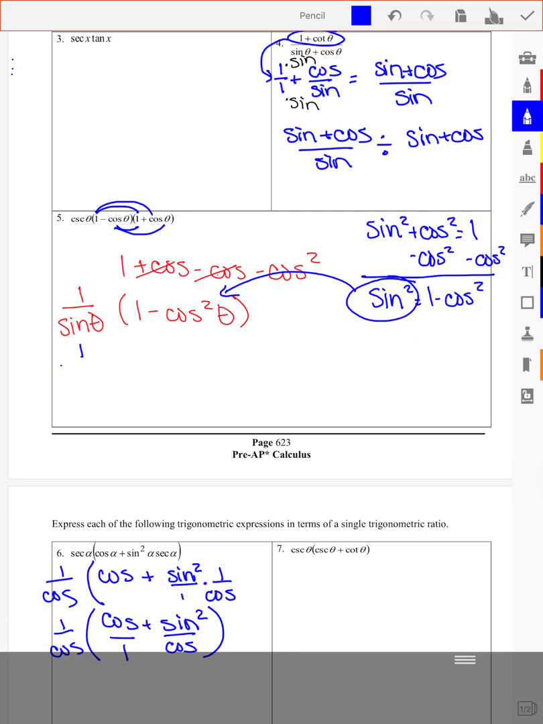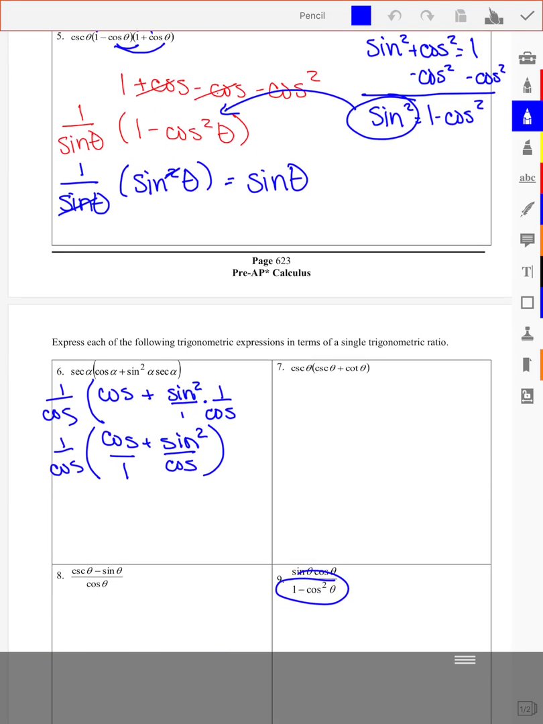So then that becomes 1 over sine theta for our cosecant, and then 1 minus cosine squared is really the same as sine squared, and then when you multiply those, a sine on the bottom cancels out one of the sines on top, so all that's left in that one is sine theta. So that's it for number 5.